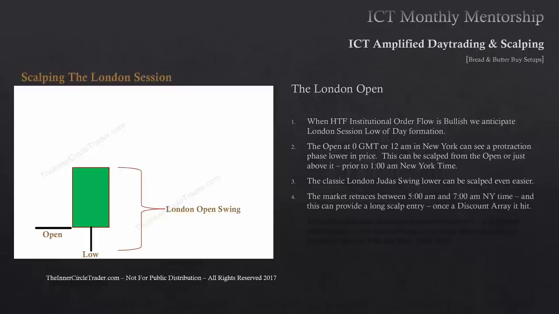The market retraces between 5 a.m. and 7 a.m. New York time, and this can provide a long scalp entry once a discount array is hit. Now, think about this for a moment. There's times when we looked at the price, and after the London kill zone closes, there's that little quiet period of time where markets generally go quiet and are in consolidation, waiting for New York open around 7 o'clock. 7 o'clock in the morning, New York time, is the New York session open for ICT.